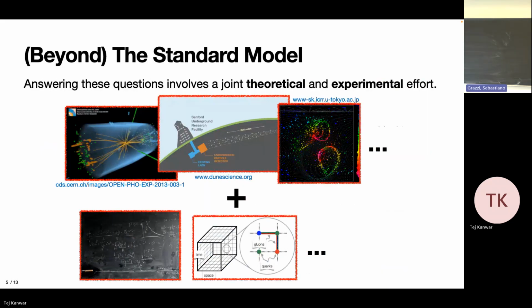Okay, so to actually answer these questions, as I've been alluding to, requires taking theoretical predictions from the standard model and confronting them with experimental observations. So this is exactly going back to the question of how do we fix these free parameters, but also how do we fix our understanding of the theory.